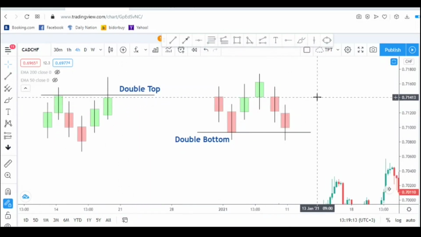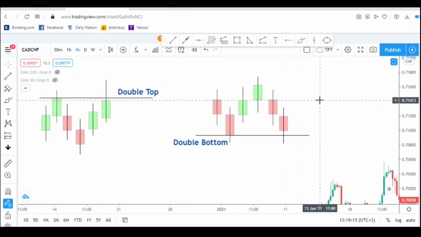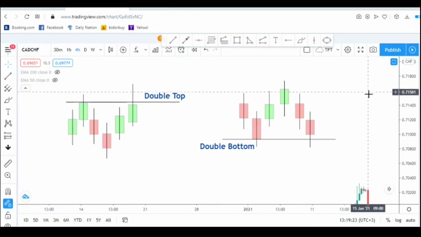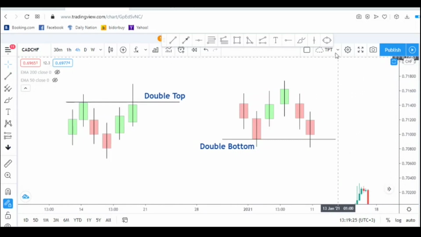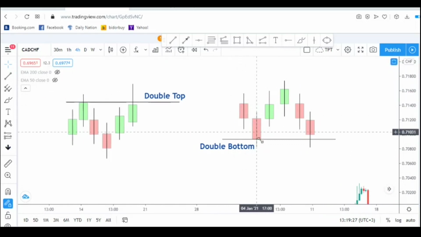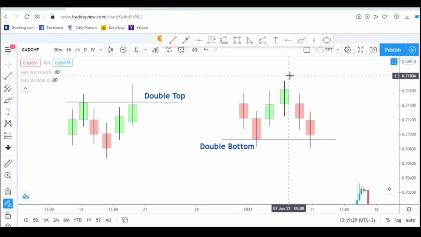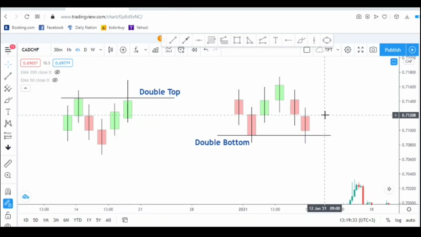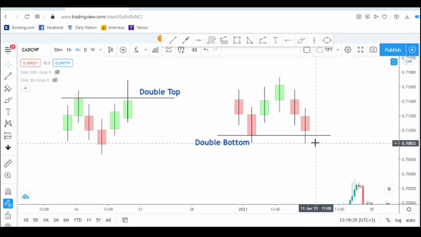Let's look at the example of a double bottom. The rules are the same, only that we are now moving in the downward direction. And in this case, we have a market that came to the support level, got rejected, and came again to the same support level and gets rejected at the same level. So this becomes our double bottom.